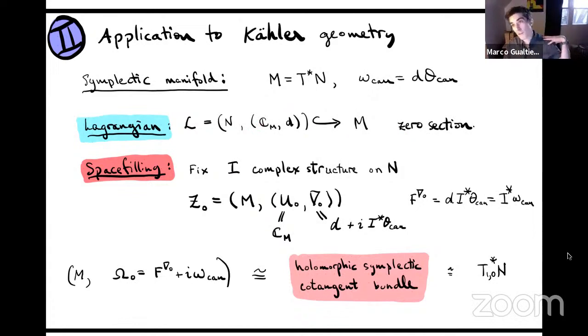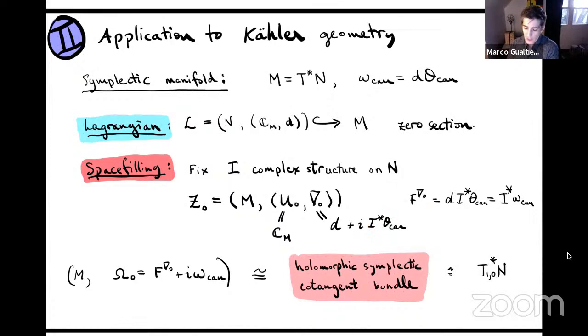But we also have a space-filling brane whenever N is equipped with a complex structure. As soon as you give me a complex structure on N, we get a space-filling brane on the cotangent bundle of N. And that space-filling brane is just the whole of the cotangent bundle, but it's equipped with a unitary line bundle, which is the trivial bundle, but with a non-trivial connection, d plus i times I star theta canonical. So this is the complex structure applied to the canonical one form, used as a connection one form.